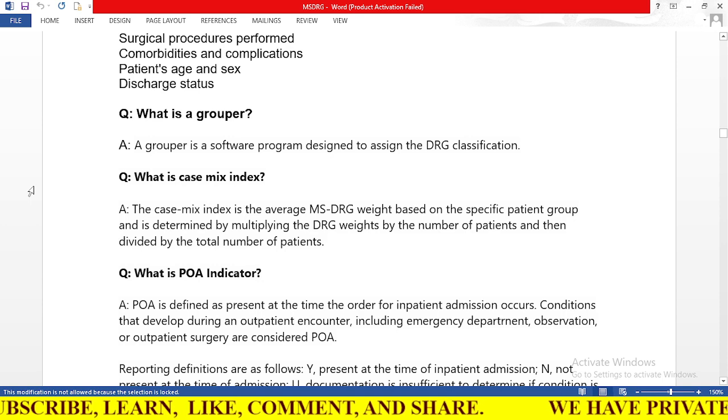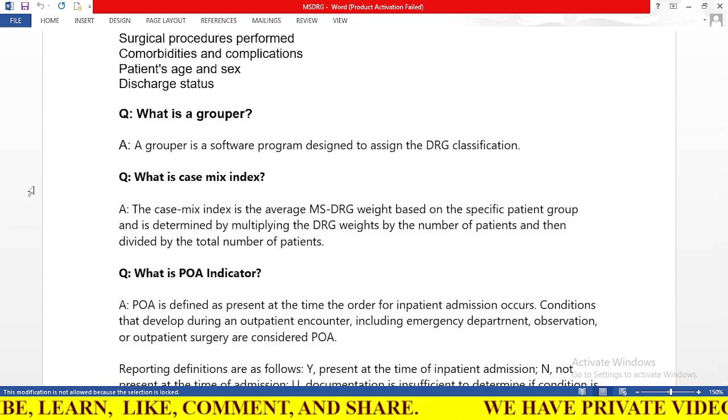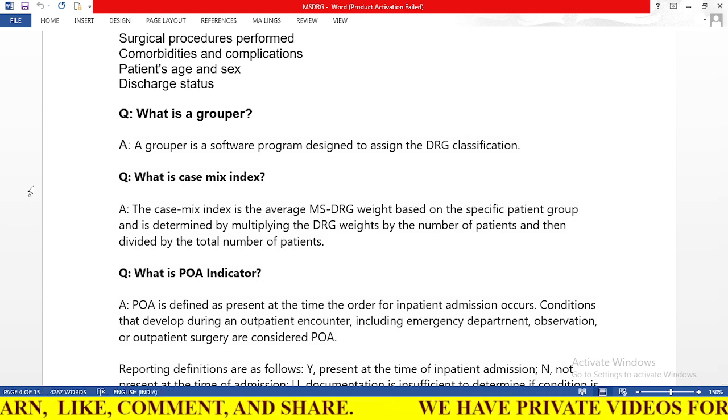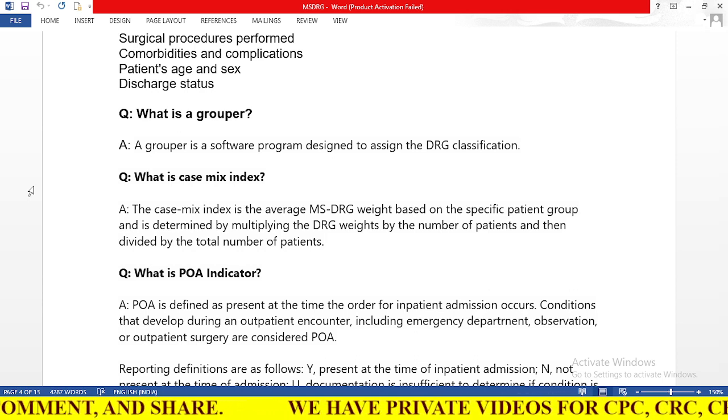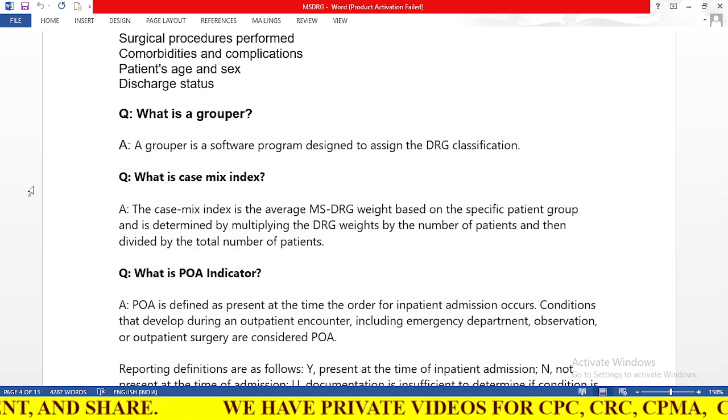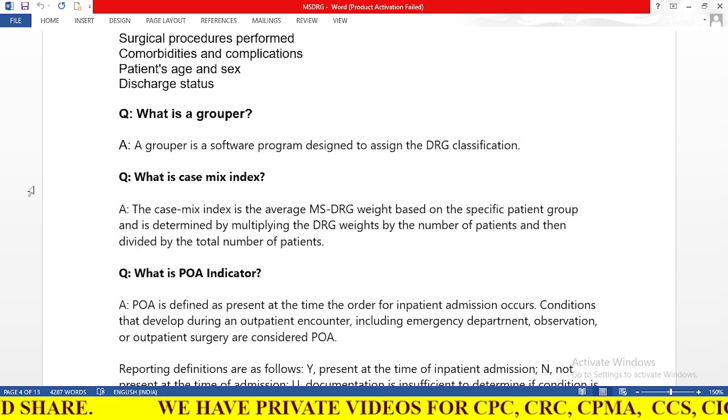So what is a grouper? A grouper is a software program designed to assign the DRG classification. So basically we do not need to do any calculations. If we enter the conditions into the grouper, it will calculate automatically.